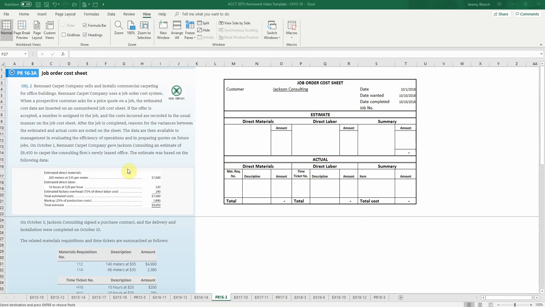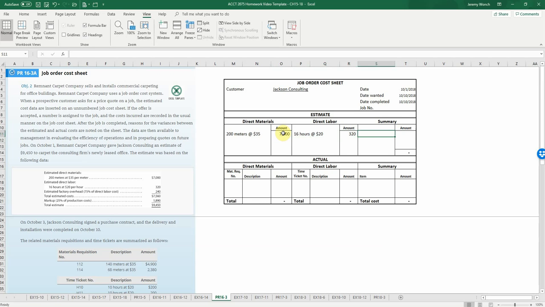For materials, it says that they did 200 meters at $35, and that equaled $7,000. Then for direct labor, they estimated that it was going to take 16 hours at $20 an hour, which was $320.